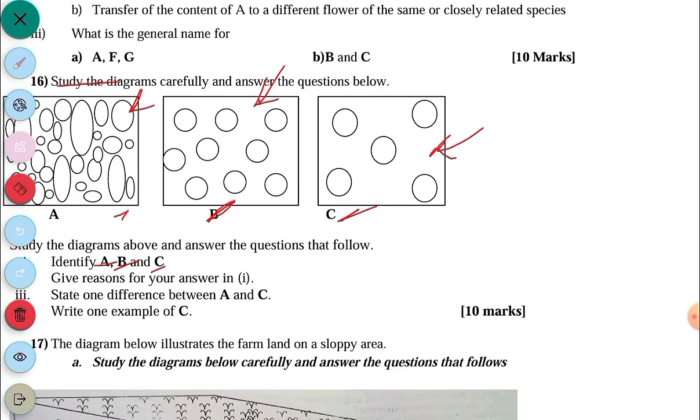So give one difference between A and C. The difference is that C is compressible, A is not compressible. Then give an example of C. An example of a gas is oxygen gas.